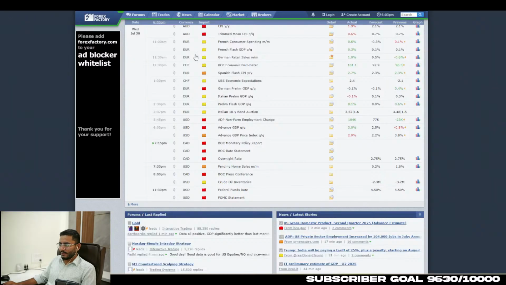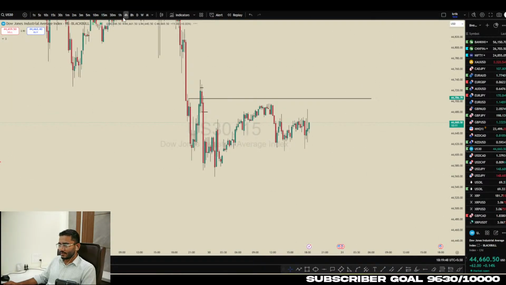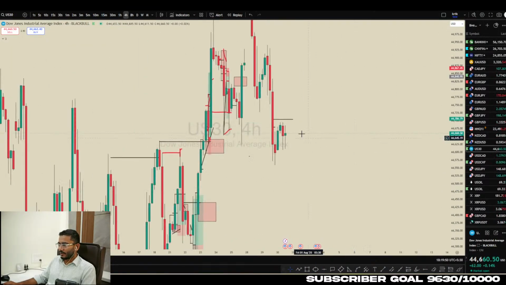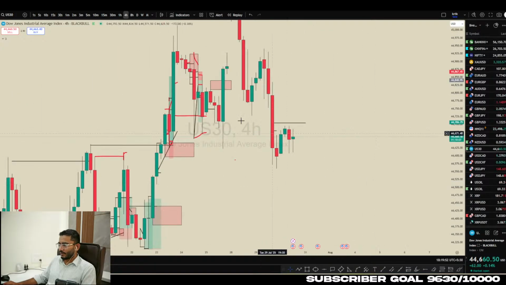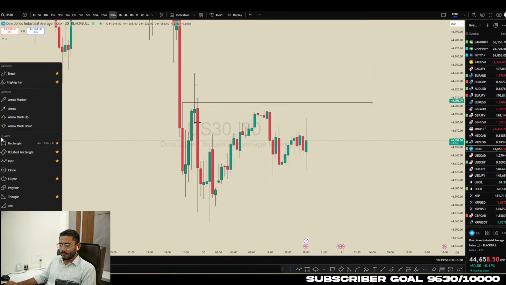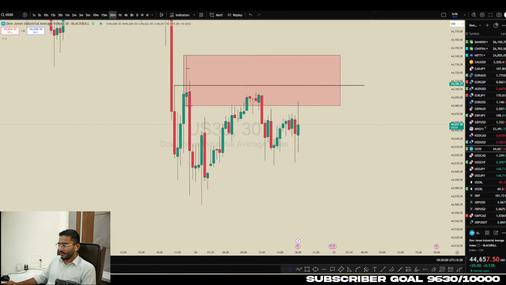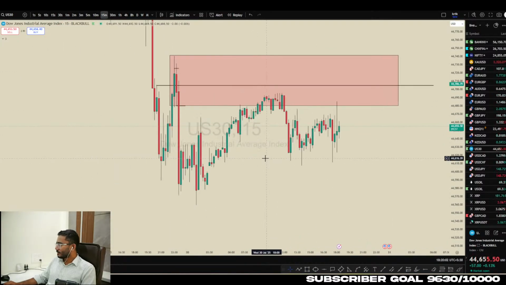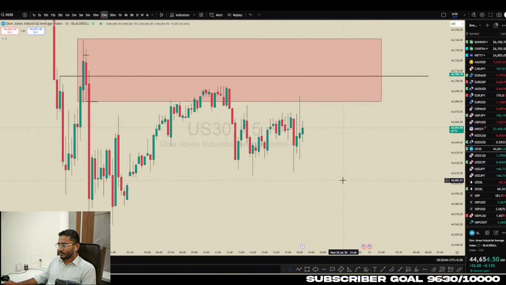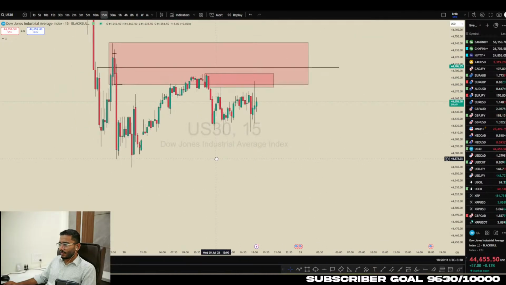So at FOMC, I think price will give us a liquidity sweep, and then we can look for another direction. But right now, it's very hard to look for an entry over here because price has already mitigated from this order block and then given us a change of character here. So this order block is also mitigated.